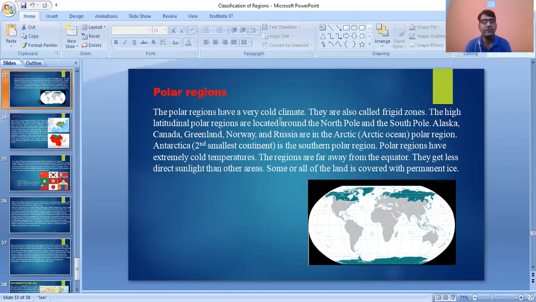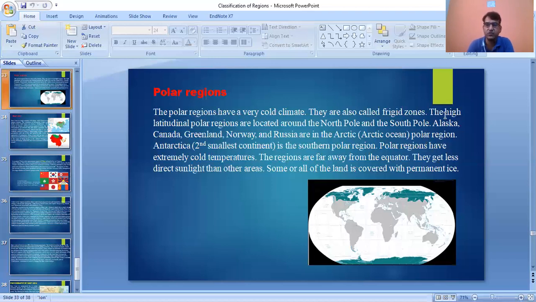The high latitude and polar regions are located around the North Pole and the South Pole. They are found in both these areas, and they are called the polar regions, in the north or the south. You can see the green color, which you may find in the north and the south. Alaska is very popular. Some part of Canada, look, this is Canada, and this is Greenland, Norway and Russia. So we have Canada, Greenland, Norway, Russia, and the Arctic Ocean. These are the polar regions of the north.